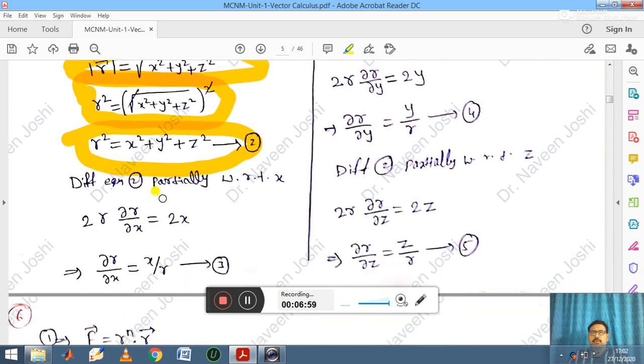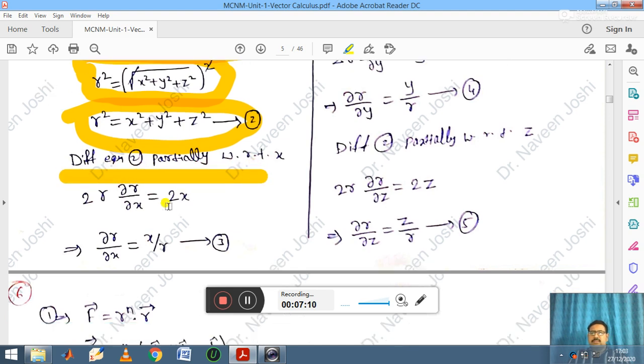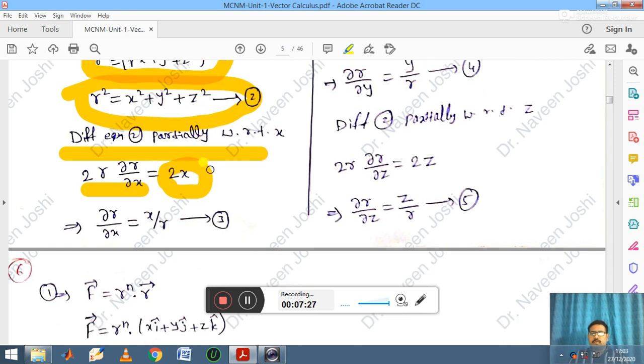Now you differentiate equation 2 one time with respect to x, one time with respect to y, and one time with respect to z. First let's differentiate with respect to x. The left hand side, r square, differentiation gives 2r into dou r by dou x, and x square differentiation gives 2x. Y square differentiation is 0 and z square differentiation gives 0. If you simplify this, 2 cancels, and you get dou r by dou x equals x by r. Take this as equation 3.